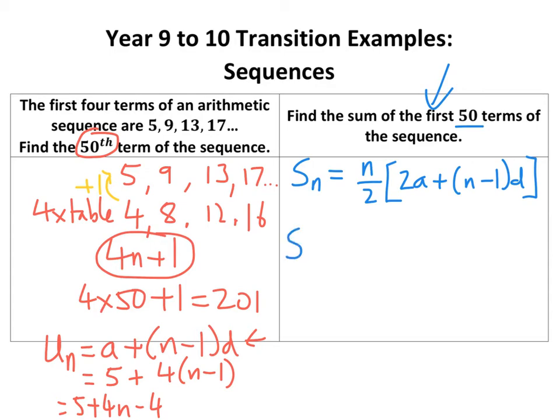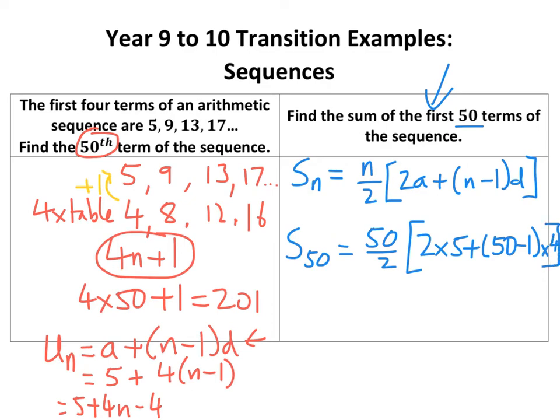So, to sum 50 terms, we get this. 2 times 5 plus 50 minus 1 times, what was it, D, 4. Okay, I can just about squish it in there. Now I'd stick all of that in my calculator, so I get 25 times brackets 10 plus 49 times 4, close brackets, and I end up with 5150. It's always more than you think, these sorts of things.